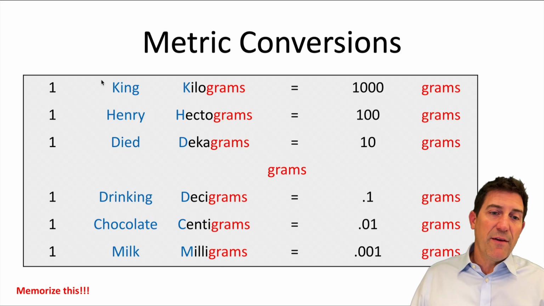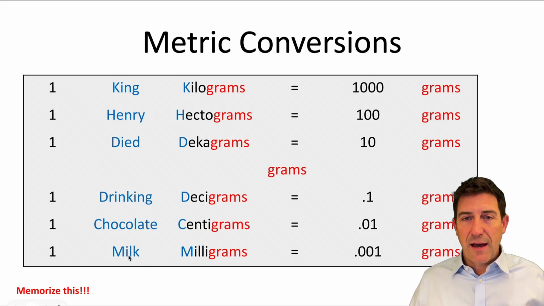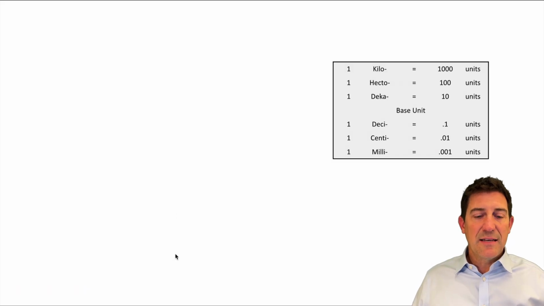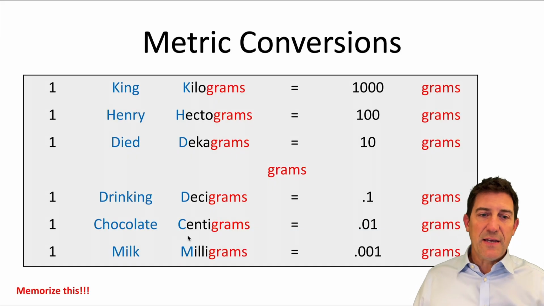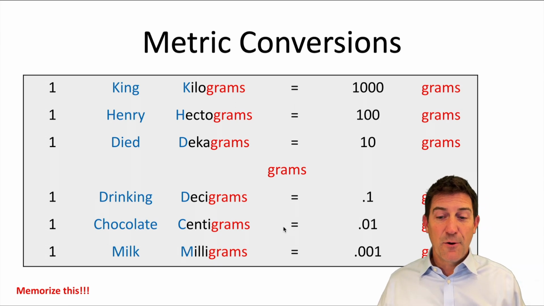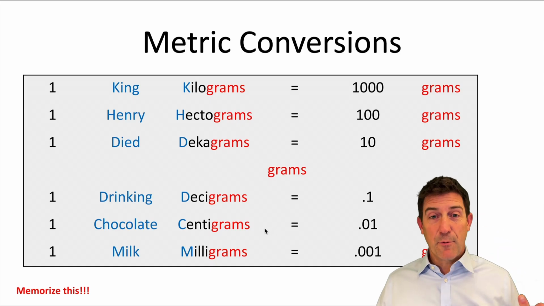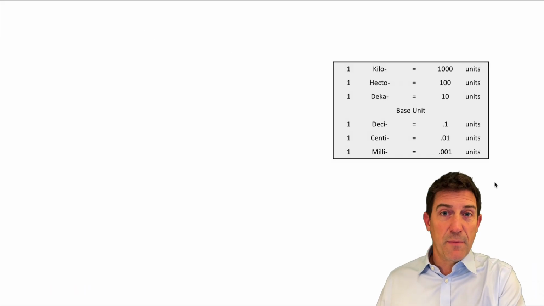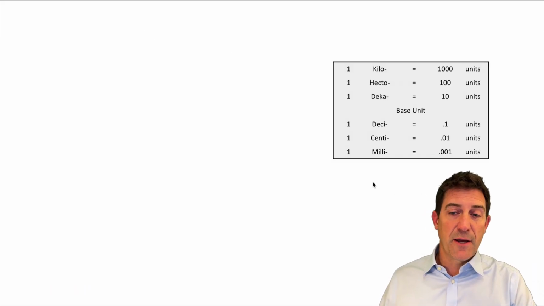Again, look, we have the King Henry died drinking chocolate milk. I don't know what that means. It's just a way to remember K, H, D, D, C, M. I would take some time. I would write this down. We're going to need it. Commit it to memory because you'll use it throughout chemistry, throughout physics, throughout math, anytime you're doing measurements in System International, or the metric units.